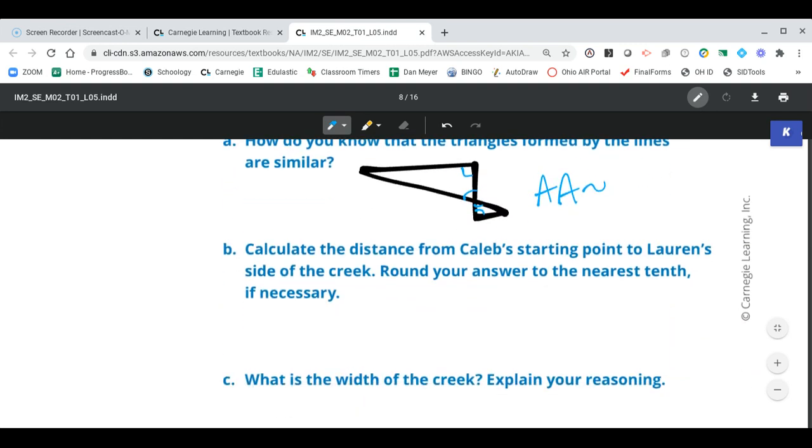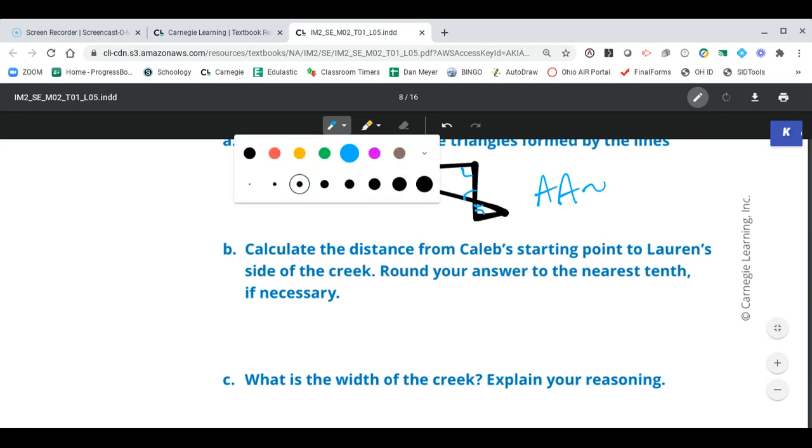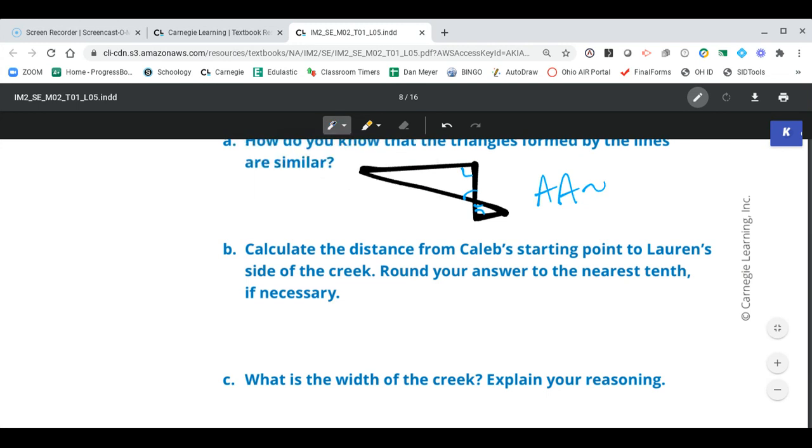Now it says calculate the distance from Caleb's starting point to Lauren's side of the creek. Round your answer to the nearest tenth if necessary. So let's go ahead, and I'm going to sketch this picture again. Make it a little better this time. Okay, so we know this is 50, and we know this is 12 and 5. And so we are trying to calculate x here. I know that not all of that is the creek, but we just want to know the distance Caleb is from the point where Caleb is compared to Lauren's side of the creek.